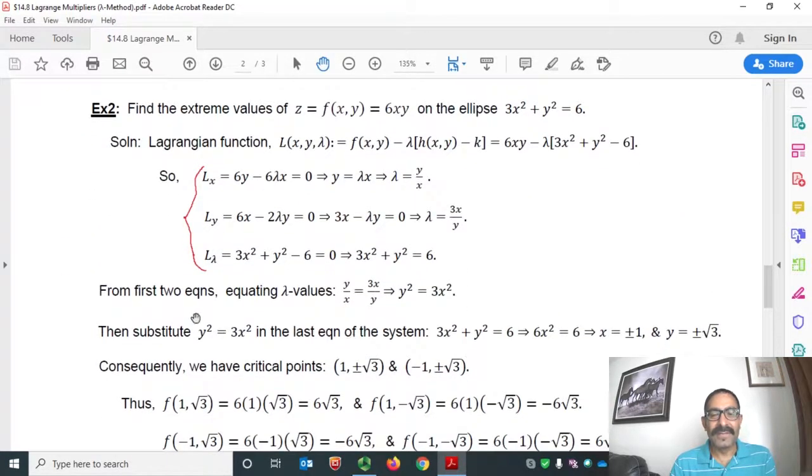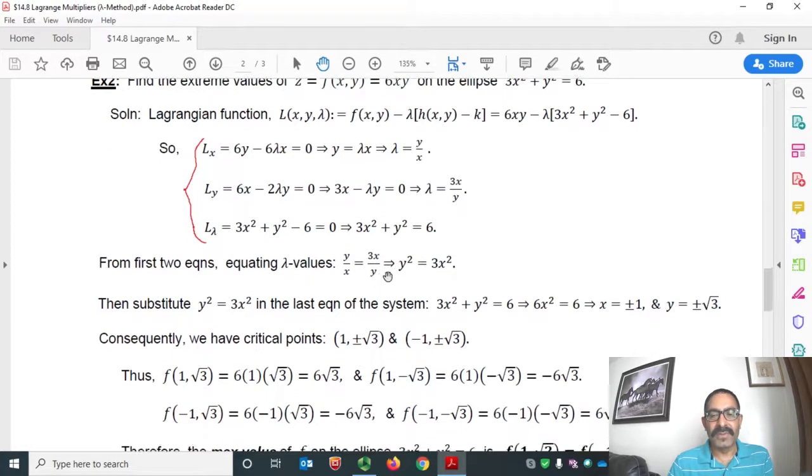Now our goal is to find the values of x and y. Again, we don't care about the lambda value. From the first two equations, we have the same lambda, so let's equate these two lambdas. That means equating the right hand sides: y over x equals 3x over y. Then from here, y squared equals 3x squared.